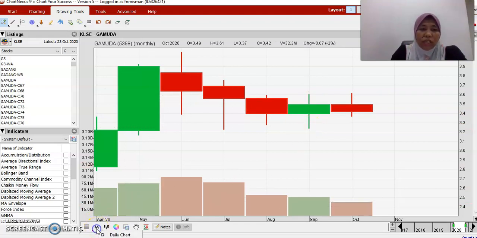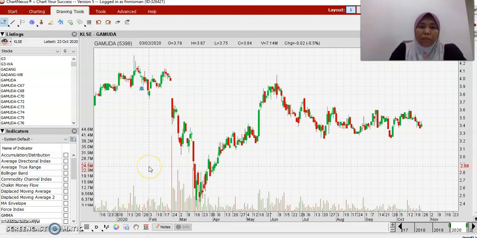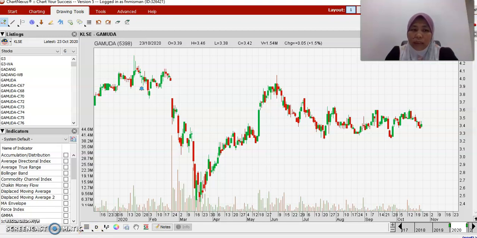You can always change between the daily, weekly, or monthly chart. I hope I explained well the three different types of charts available in Chart Nexus. We will discuss further during the tutorial class.